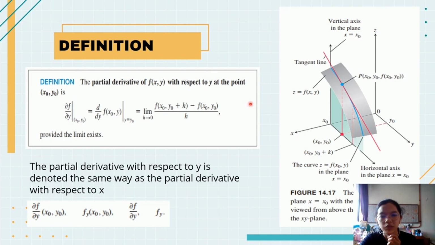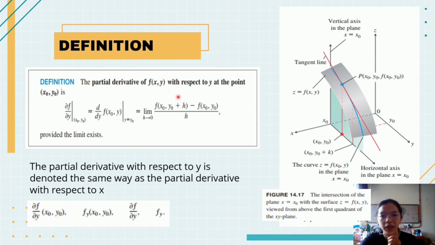The partial derivative of f(x,y) with respect to y at the point (x0, y0) is equal to ∂f/∂y, equal to d/dy f(x0, y), equal to the limit as h approaches 0 of [f(x0, y0 + h) - f(x0, y0)] / h, provided the limit exists. So the partial derivative with respect to y is denoted the same way as the partial derivative with respect to x. So ∂f/∂y (x0, y0), fy(x0, y0), ∂f/∂y, and fy.